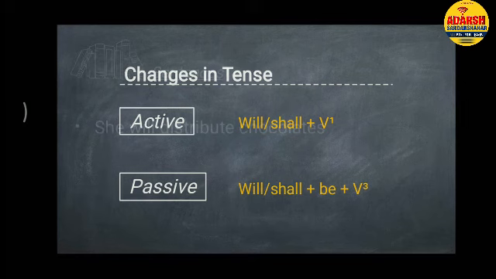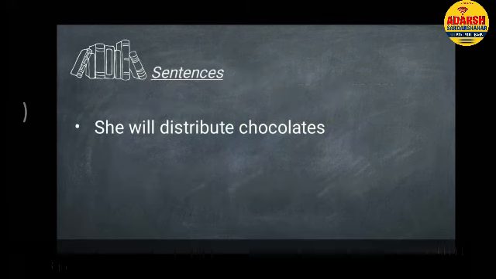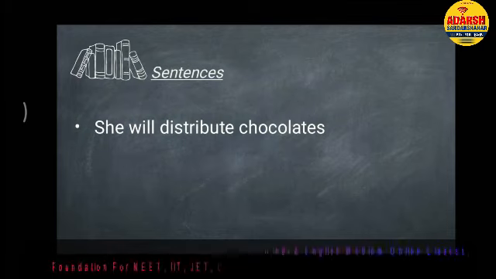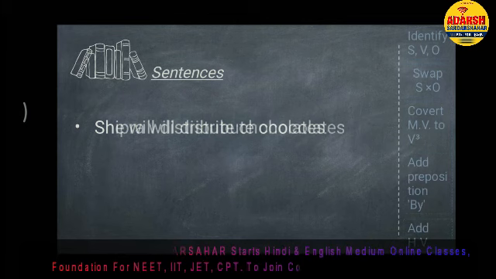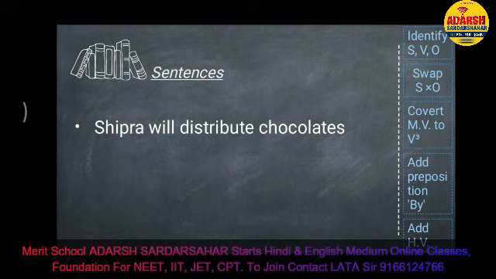So let's see an example. She will distribute chocolates. So this is our first example, you can see. Now let us write our 5 steps. Identify subject, verb and object, swap subject to object and object to subject, convert main verb to verb's third form, add preposition by, add helping verb. To understand all 5 steps properly, check my second video.